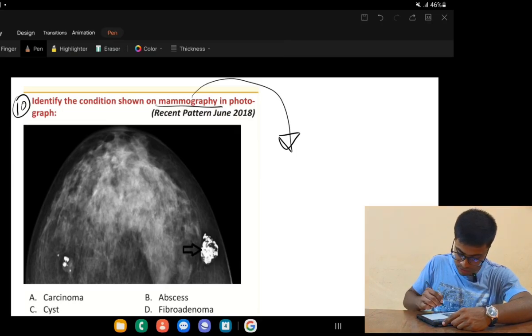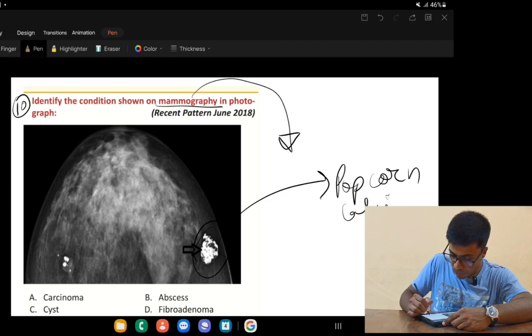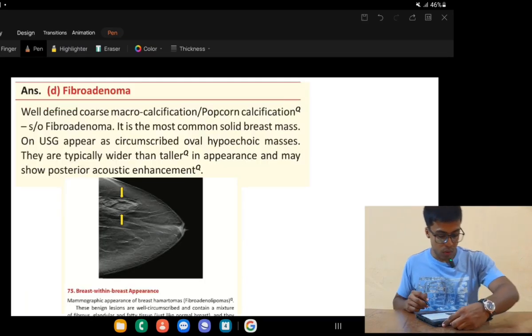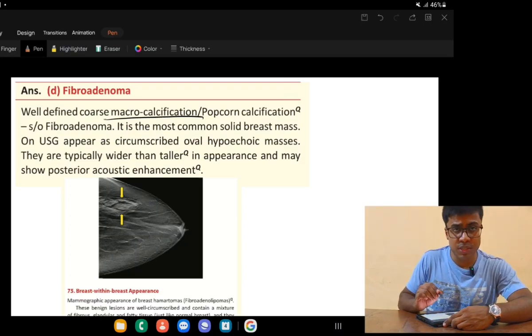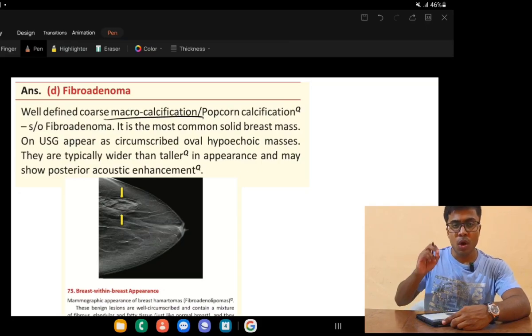So let's see what this is. This is a popcorn calcification. So this must be a fibroadenoma. Let's see the discussion now. How to identify? Of course, it's a macrocalcification. Whenever there is a macrocalcification, it's a fibroadenoma. Microcalcification will be related to breast cancer or carcinoma.